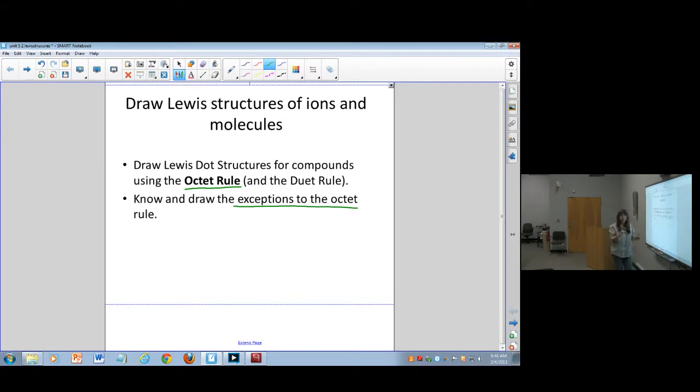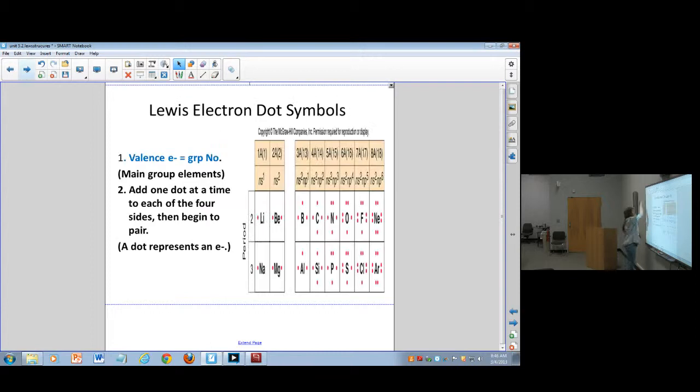So we're going to do these two together, and then we're going to look at resonance structures in the next lesson. That's still going to be part of drawing Lewis structures, but I'm going to separate that into a little bit different lesson.